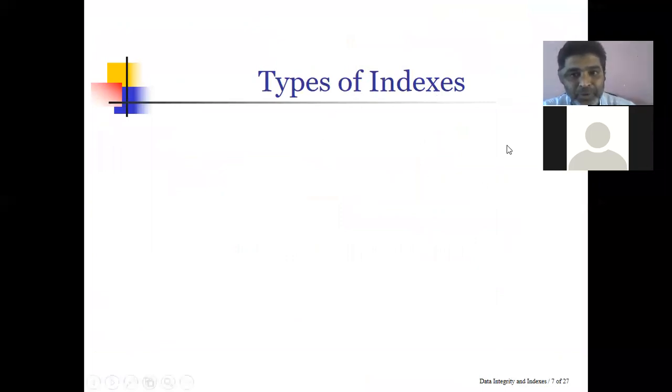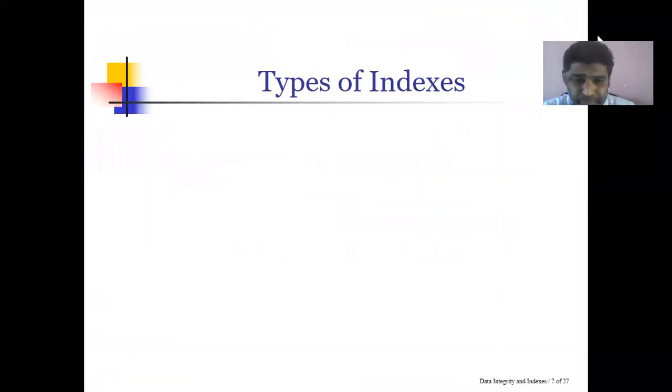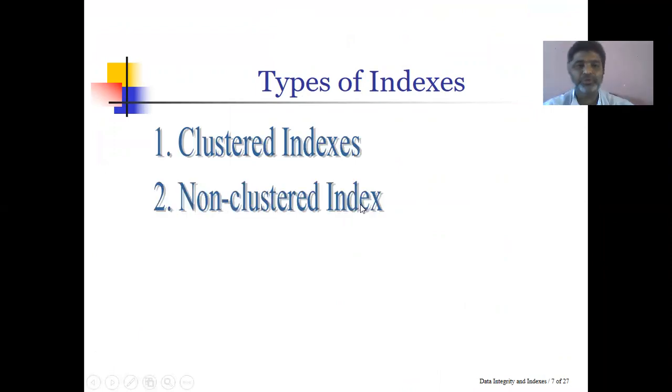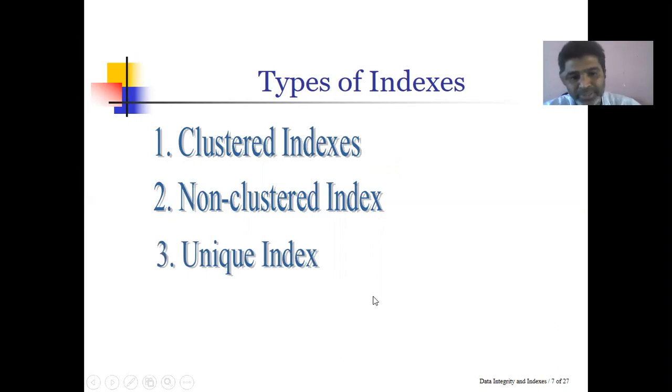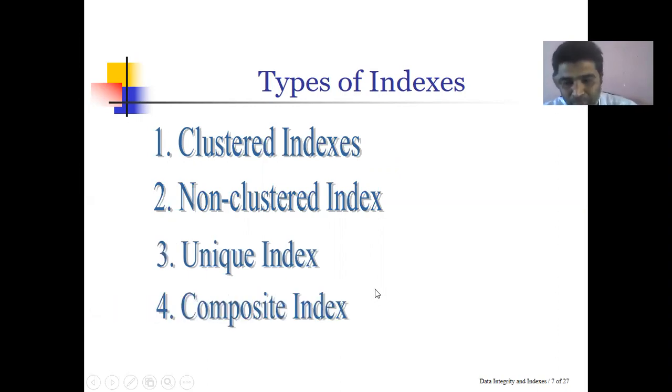We have different types of indexes. We have a clustered index. We also have a non-clustered index. Generally, when you look into any authors and books, they talk only about these two types of indexes, clustered and non-clustered. But some authors even discuss the unique and the composite index. Actually, we have two types, clustered and non-clustered, and unique and composite are subdivisions under that.